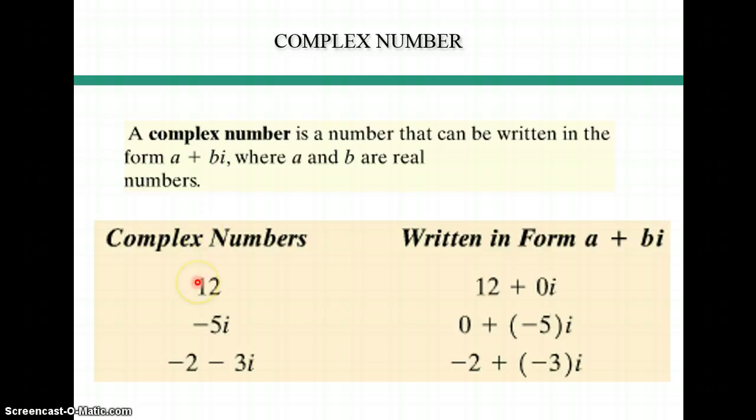12 is a complex number. 12 can be written as 12 plus 0i, which is in the form of a plus bi.